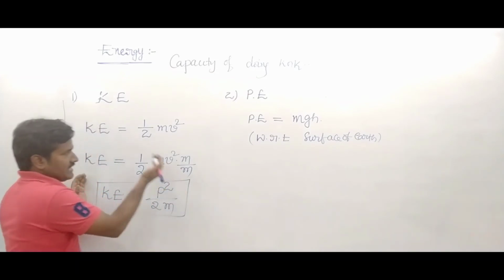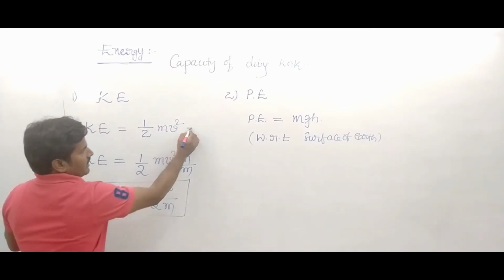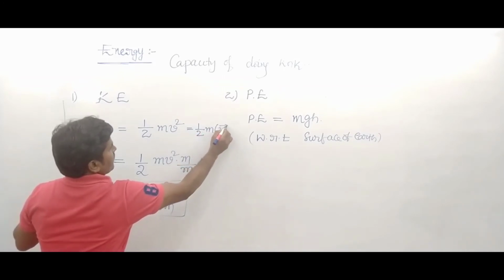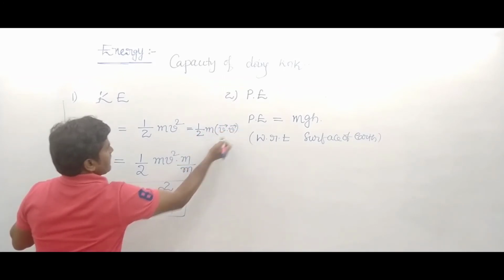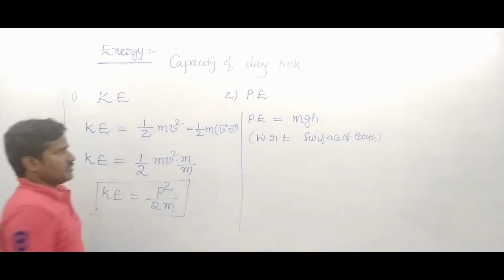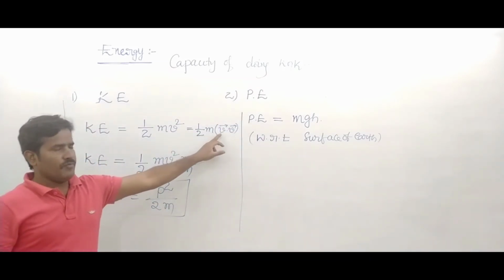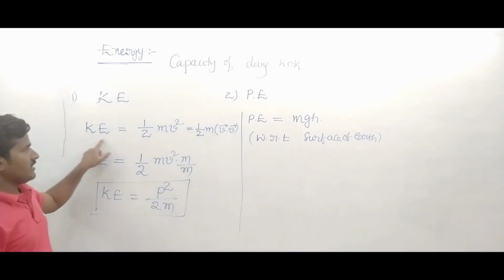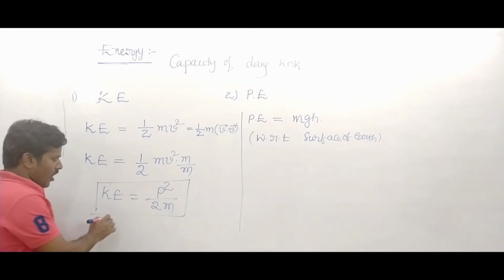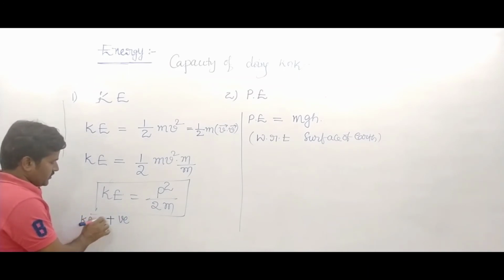Kinetic energy is the dot product of, it is written as, m into v bar dot v bar. So the velocity dot product indicates kinetic energy. But kinetic energy is p square upon 2m, and kinetic energy is always positive.